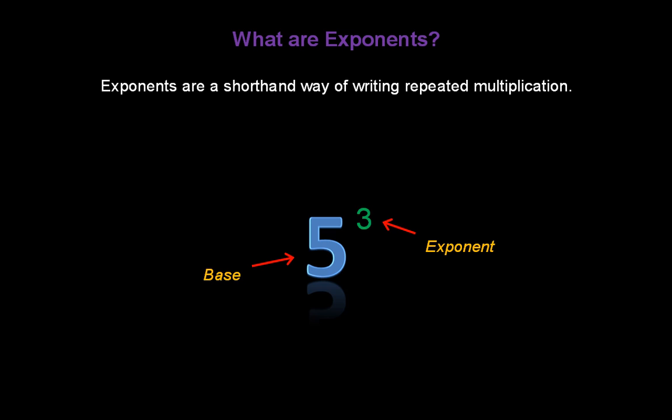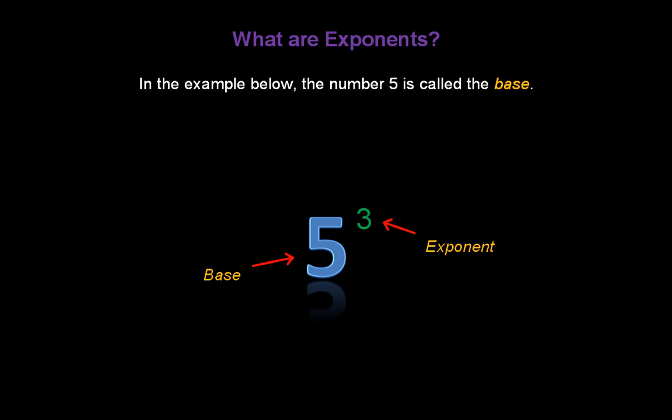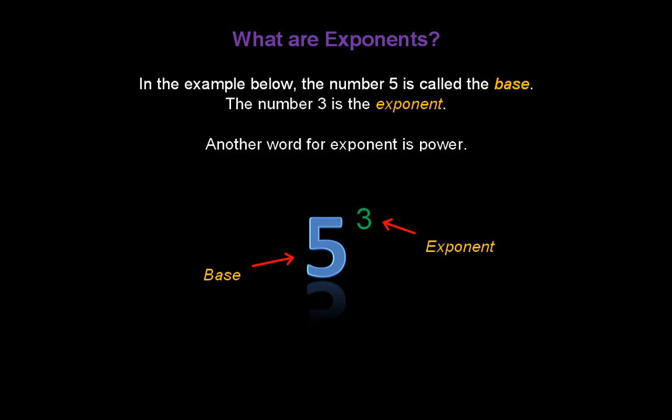First of all, what are exponents? Well, exponents are a shorthand way of writing repeated multiplication. In the example below, the number 5 is called the base. The number 3 is the exponent. Another word for exponent is power.